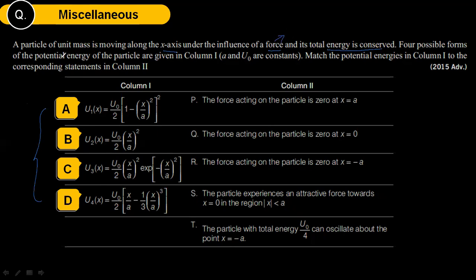Next, four possible forms of the potential energies of the particle are given in column 1. So the motion of the particle is described in four different situations like A, B, C and D. Next, match the potential energies in column 1 to the corresponding statements in column 2. Column 2 is giving the possibilities, right? The role of force, whether it is oscillating or moving along a straight line, the nature of motion, is specifically asked.